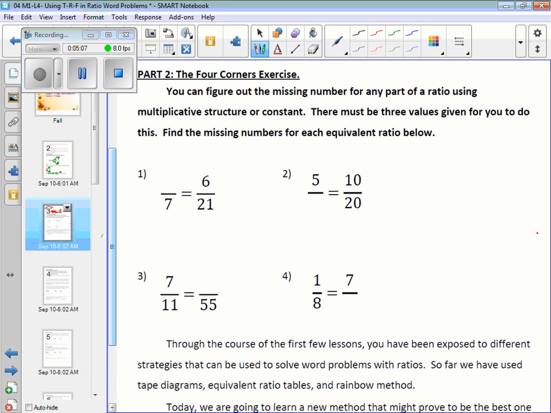Okay, so let's take a look at number 1. Take the values that we do have 2 of in a constant. Well, you have a missing value here, but you've got 2 values here.